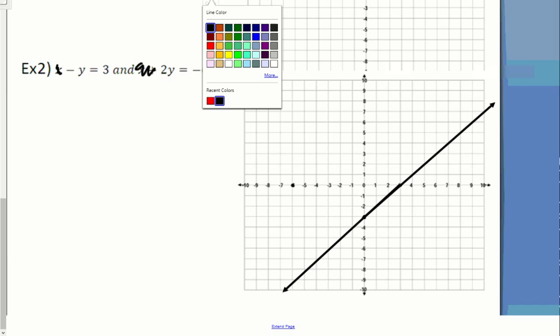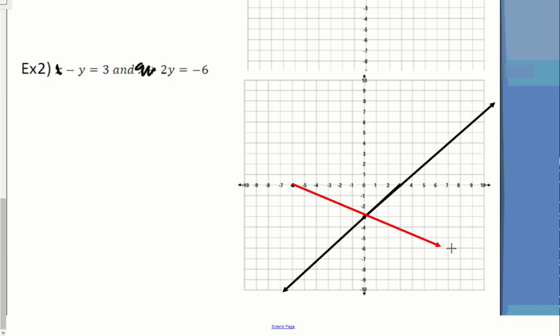And I will do it in a different color just so you can see it on here. But it's going to be a lot easier to graph this time because I know that they cross right there. So what's the important point here? Right here is the important point on this entire graph. That's the system of equations. That's the answer.